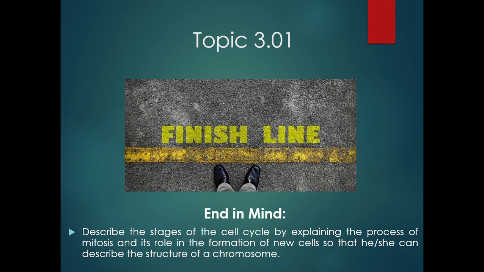It's always important to start with our end in mind, and this week we're going to study topic 3.01. The end in mind for this topic is to describe the stages of the cell cycle by explaining the process of mitosis and its role in the formation of new cells, so that you can describe the structure of a chromosome. This might look a little bit extensive, but do not worry. We're going to expand on each one of the key terms in a while.